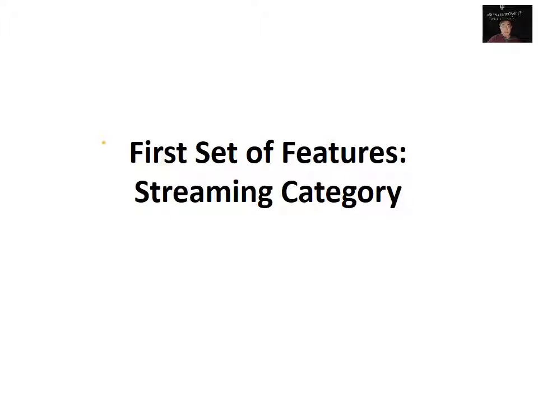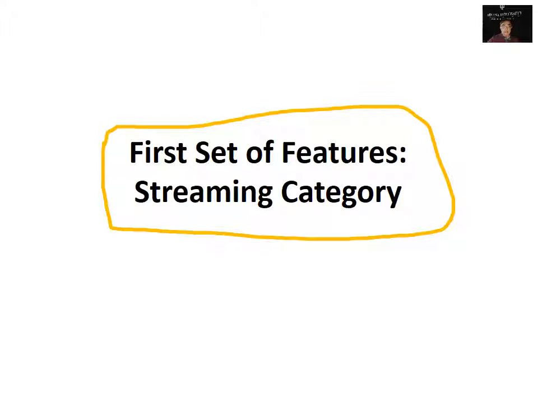So now we get on to the analysis of the streaming category, which was the final category of that initial set of features. We will do that in part C of this unit.